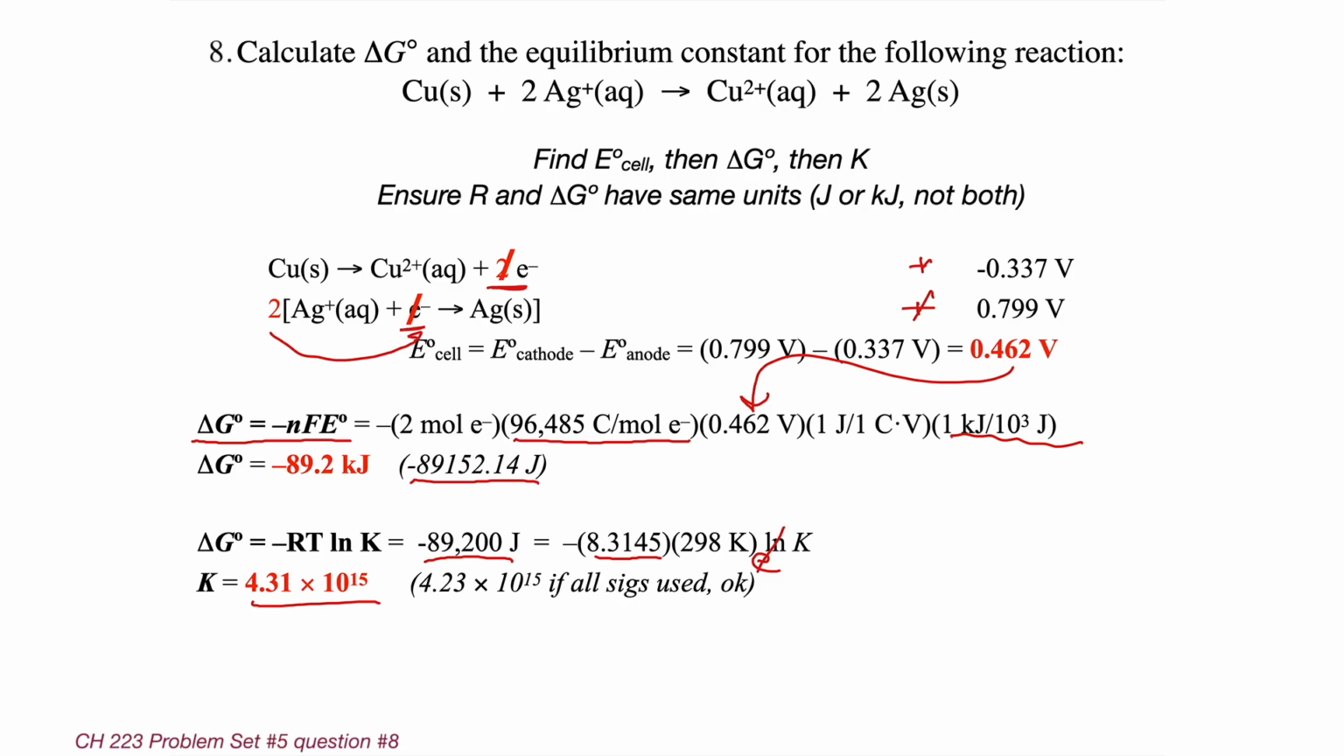So notice that positive E values correspond to negative delta G's, and both of those correspond to K's greater than 1. You can do the same thing in the opposite direction. A negative E cell value would correspond to a positive delta G, non-spontaneous, and a positive delta G would correspond to a K number which is less than 1, which is reactant favored. All these things kind of come in together.